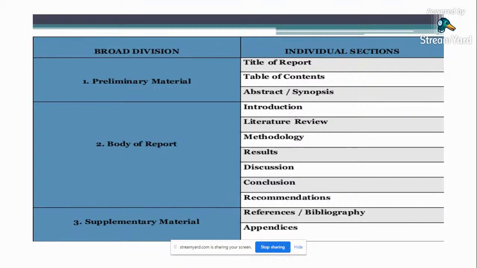So make sure that you make a note of these points that are being displayed on the screen now, so that you can get an idea. These are things that you must mention in that particular report.